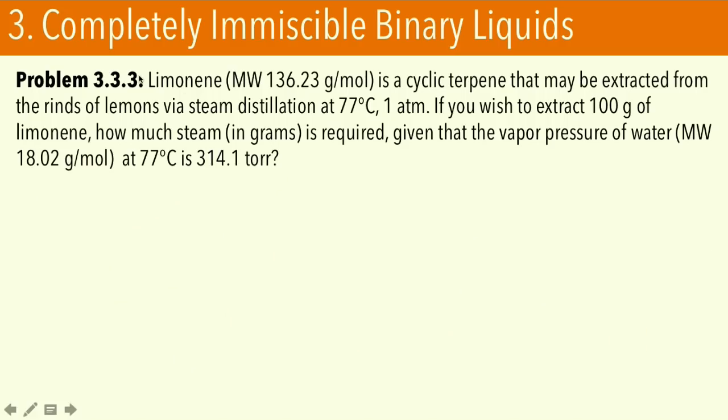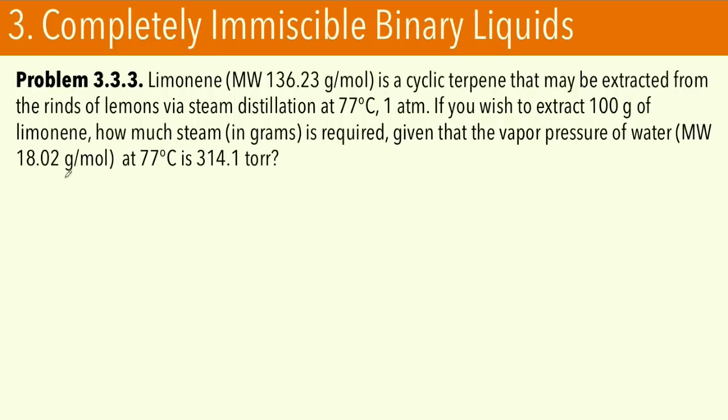In this particular problem, we'll be steam distilling limonene from lemon rinds at 77 degrees Celsius and 1 atmosphere. If we want to extract 100 grams of limonene, we want to determine how much steam in grams is required, given that the vapor pressure of water at 77 degrees Celsius is 314.1 torr. The application of this problem is that we get to know how much steam is going to steam distill along with the desired component, which is limonene. This could tell us how much water is going to be contaminating our limonene in our distillate.